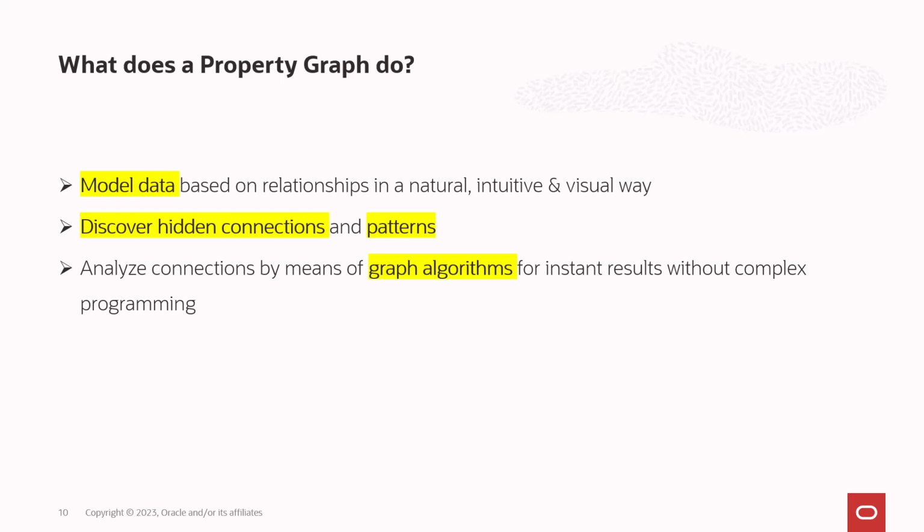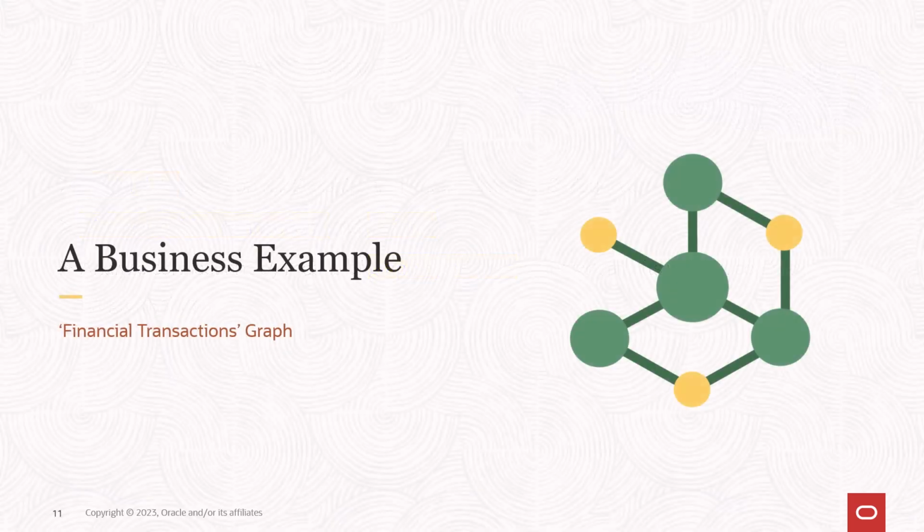There are three things that property graphs can do for us. First of all, model our data based on relationships in a natural, intuitive, and visual way. Second, discover hidden connections and patterns. And third, analyze connections by means of embedded graph algorithms. Let's look at a business example to make things even more clear.